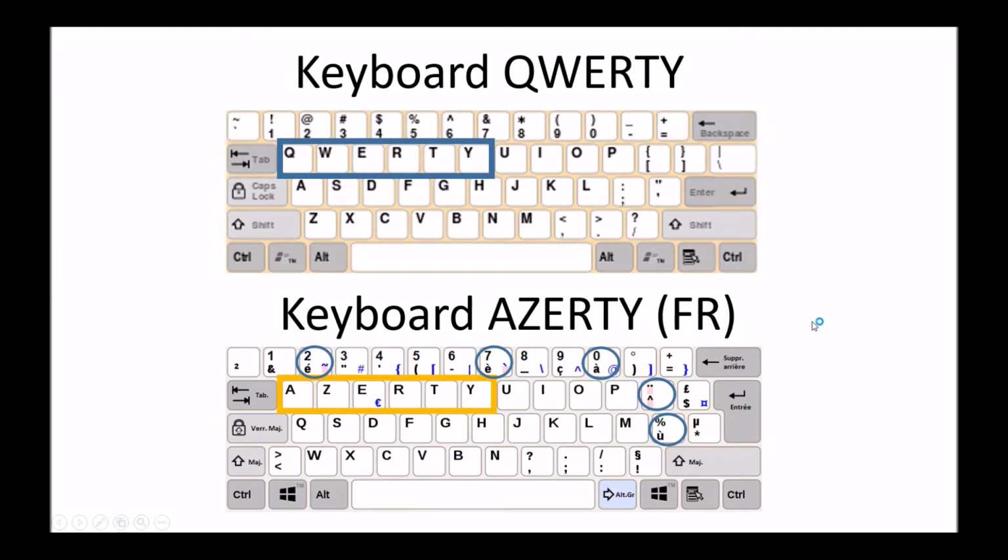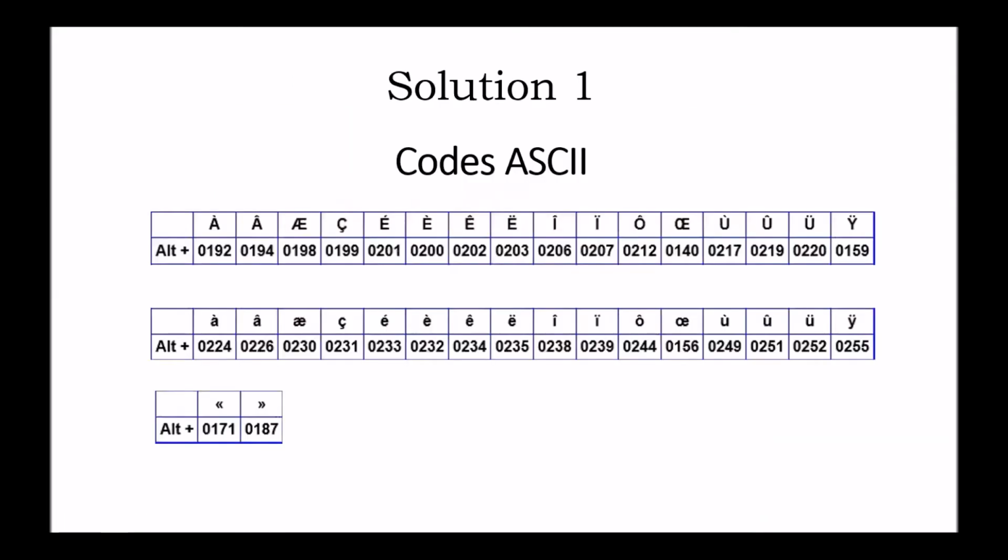So two solutions for you if you don't have that. Solution number one is to use the ASCII codes. As you notice, there are a lot of them and you have to memorize all of them. This is a combination with the Alt key and then four digits to enter. For example, I want to type the ç, the code is 0231.